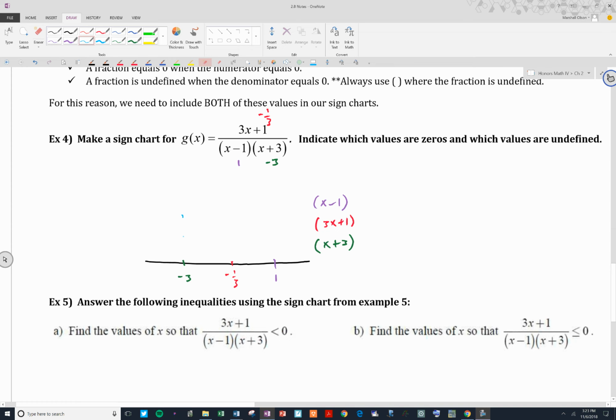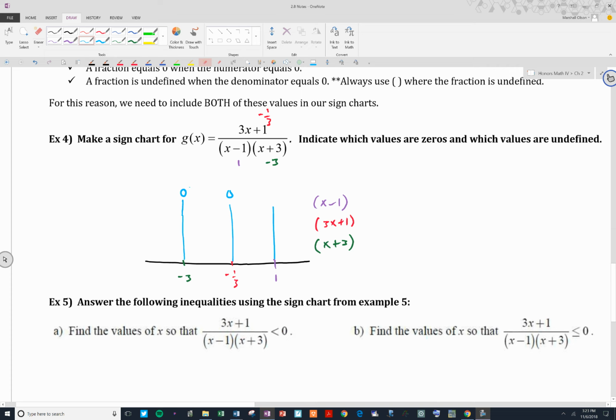And we'll talk about what happens at each of these points first. What happens at negative 3? What happens at negative 1/3? What happens at 1? Well, the top one, the red one, is easy. At negative 1/3, we would get 0, because the numerator would be 0, which would make the whole function 0. We can't just put zeros on the other ones, though, because if we put in negative 3 or 1, we know that those are vertical asymptotes. The function is actually undefined at those spots.